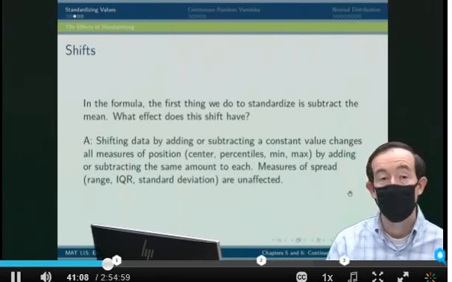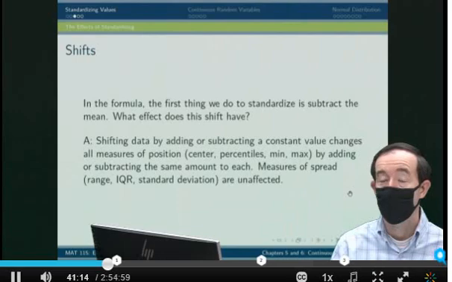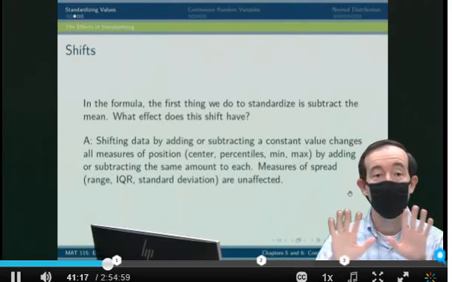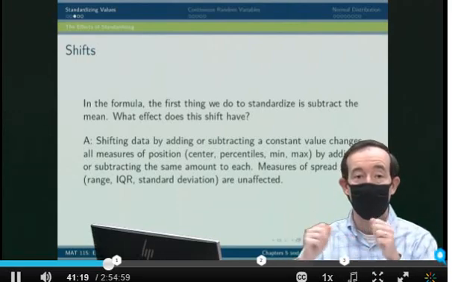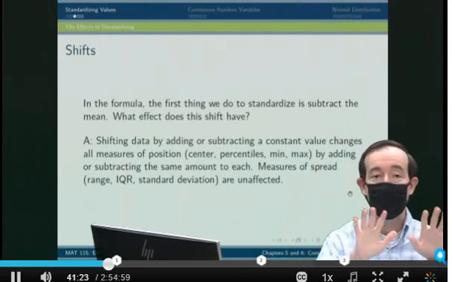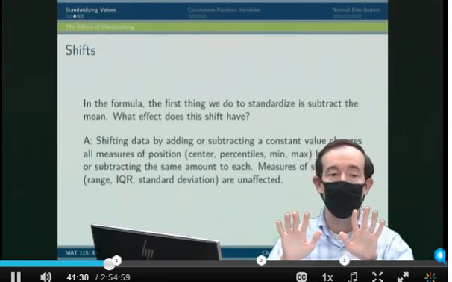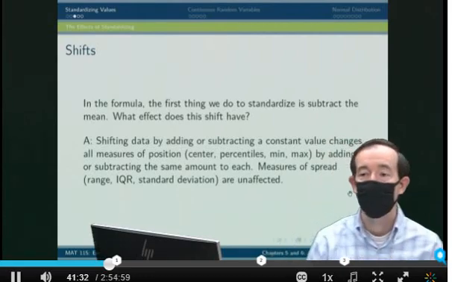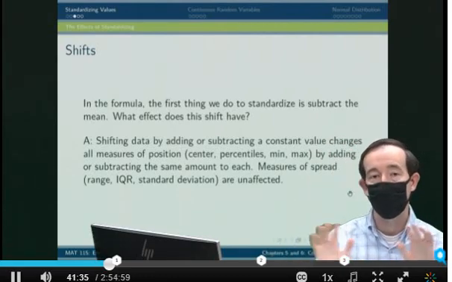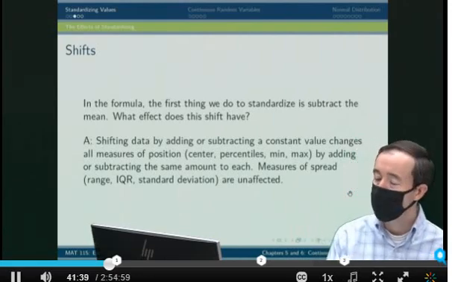Now, what does it do to the measures of spread, like standard deviation, IQR, and range? Well, if I take everything and I move it by the same amount, the amount it's spread out by doesn't change at all. I'm taking the entire structure and just moving the whole thing. So the scale of it, the width of it, the distance between quartiles, those things don't change at all. It's simply the location of everything that changes. So it changes the position, doesn't change spread.